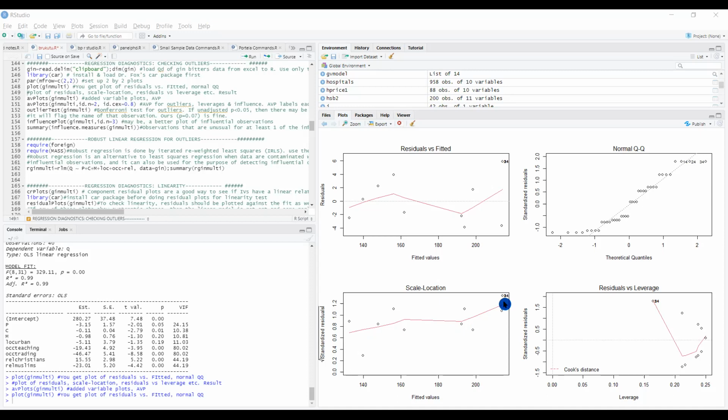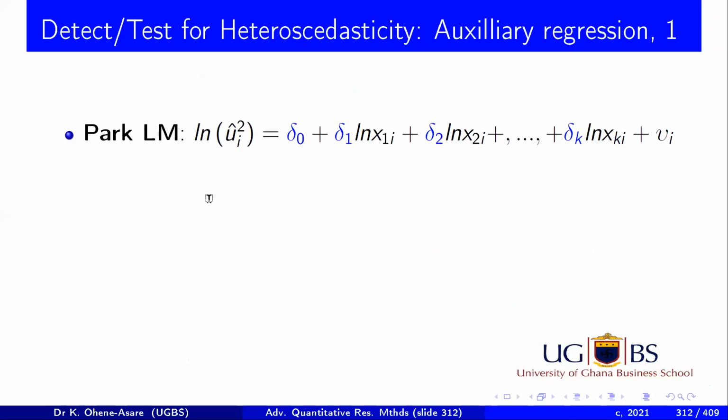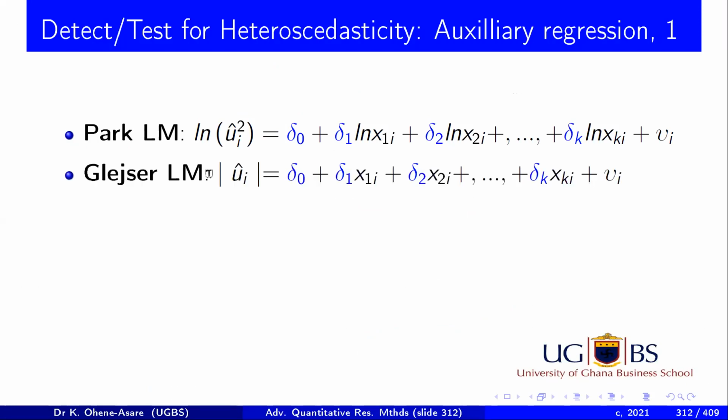So let's go to, you see, graphical is good, but with graphical you can't be certain, especially when the graph is not clear. So it's good to have certainty, and that is why we need to test for heteroscedasticity. There are several tests of dealing with heteroscedasticity. One of them is the Park LM test. What it does is that you take the log of the residuals, and then you take the log of every other independent variable.